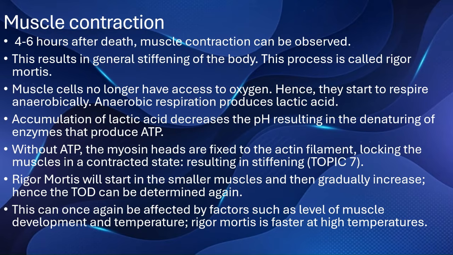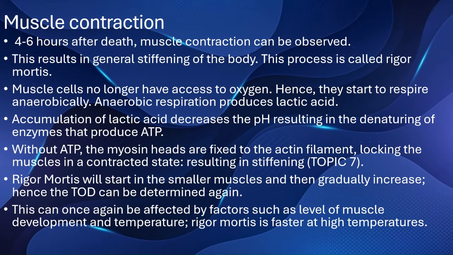Accumulation of lactic acid, because it's an acid, is going to decrease the pH, and this results in the denaturing of enzymes that produce ATP. In this section, you're going to see a connection between different A-level biology topics and GCSE biology topics you've studied over the years. They come together here, so if you have a good understanding of that, this is going to be pretty easy to understand.